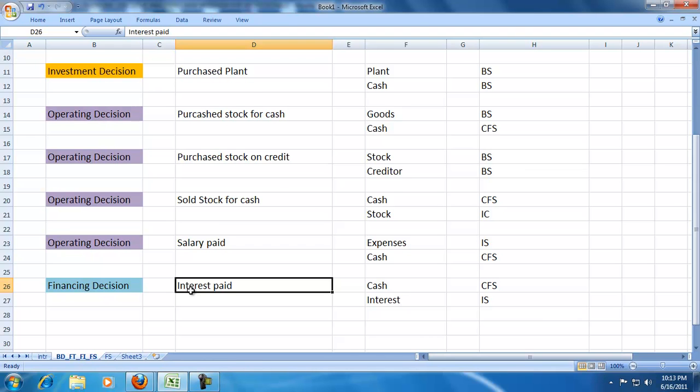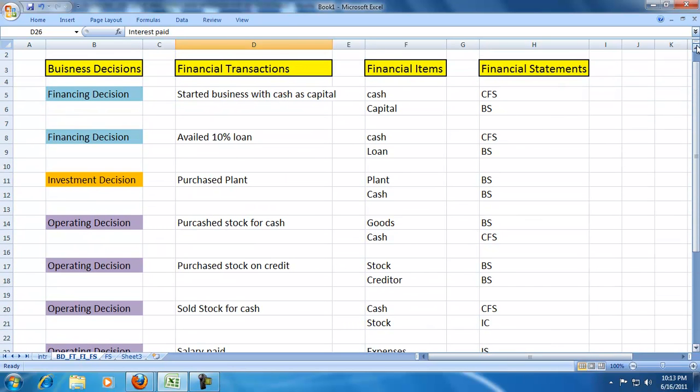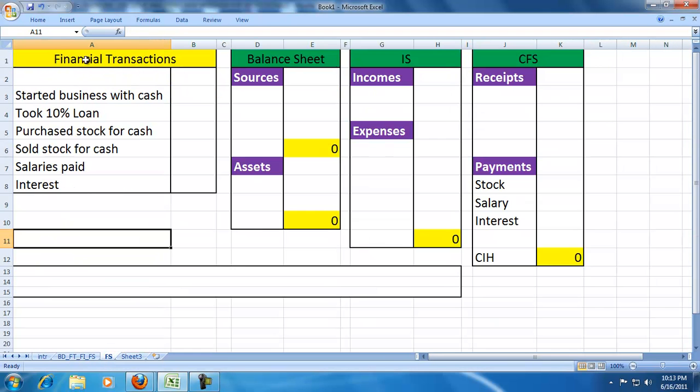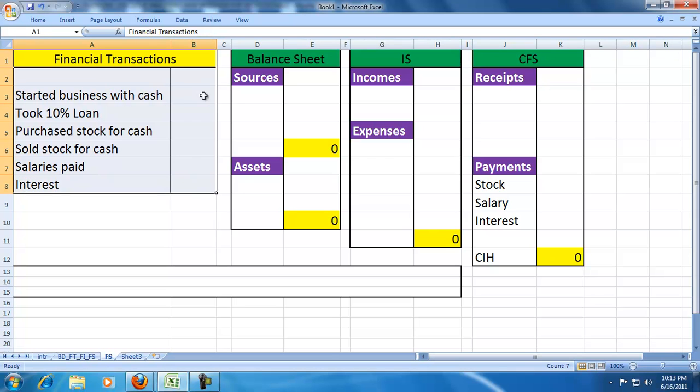There's no end to the list. This is to demonstrate that every business decision that you take will involve a financial item and will affect one or two or all the financial statements. Now let us take a numerical example to explain that. These are the financial transactions, and each will find a place in the balance sheet, income statement, cash flow in the form of financial items. As I mentioned, the sources may be equity or liability. The assets are land, building, plant, machinery.